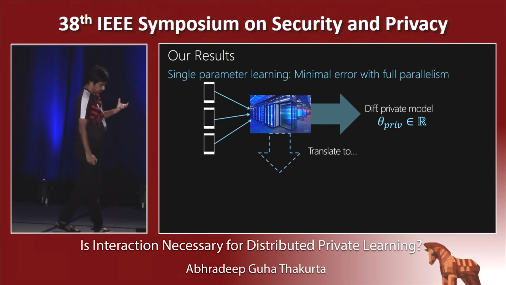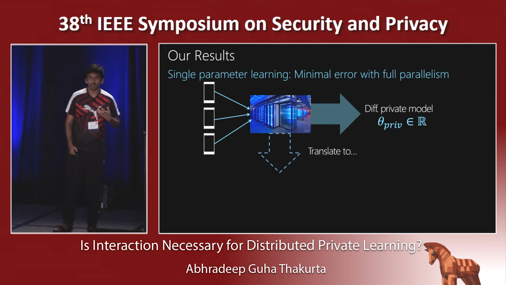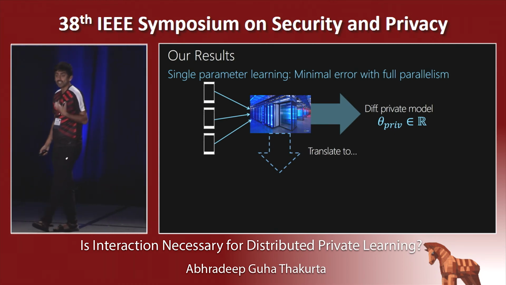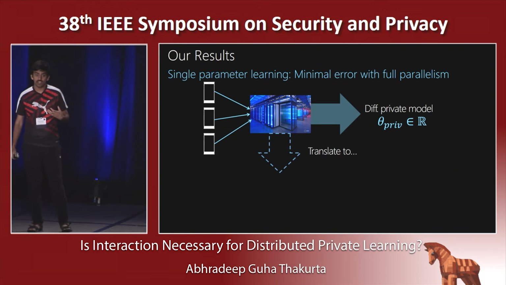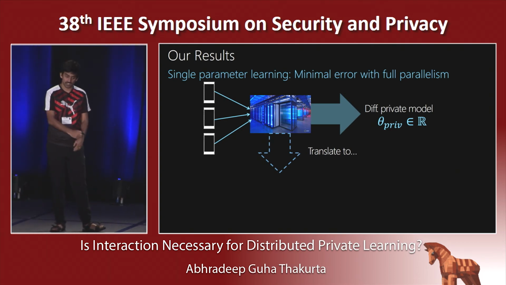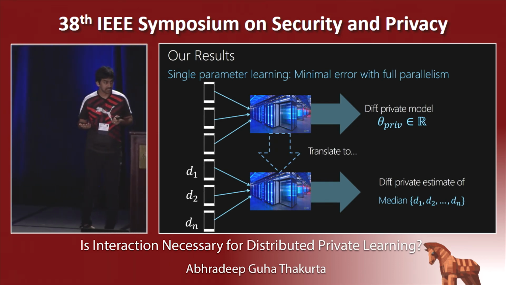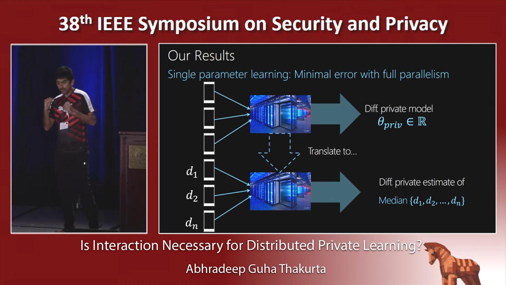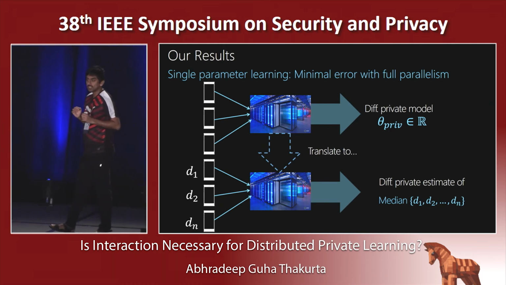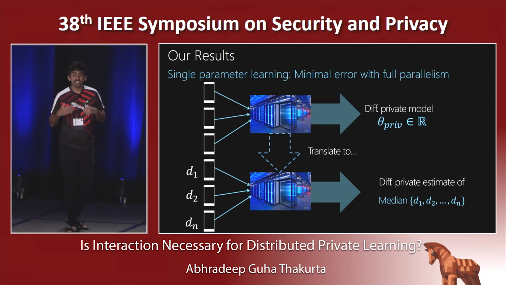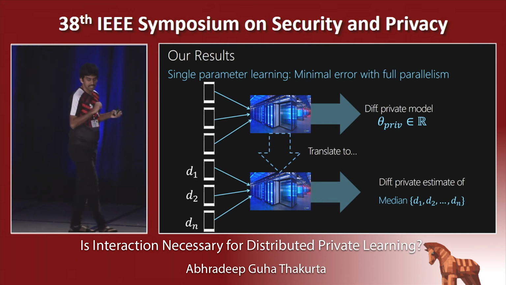Now, the first thing we do is translate this problem to a seemingly natural problem of computing statistics about data. It's not just training a learning algorithm, it's actually computing statistics about data. So we translate this problem into computing the median of a bunch of data samples. And the beauty of this translation is that it will not incur additional error beyond the error of the original algorithm. So this translation is benign in that sense.